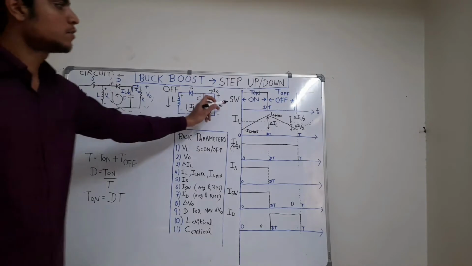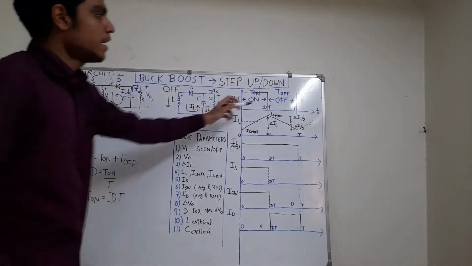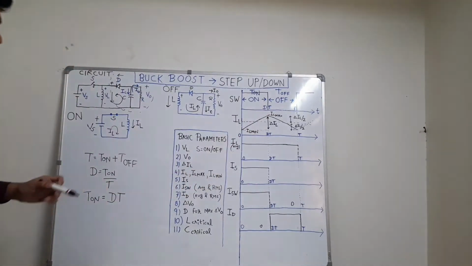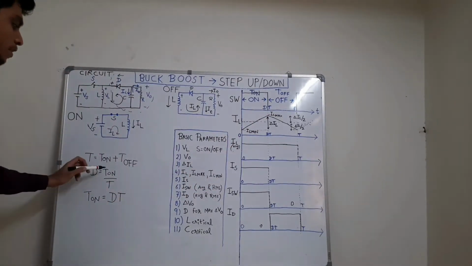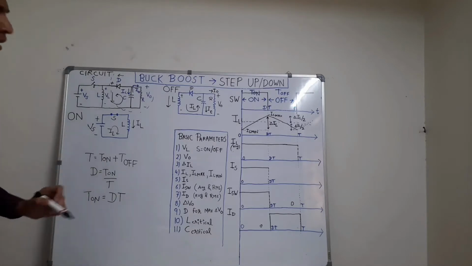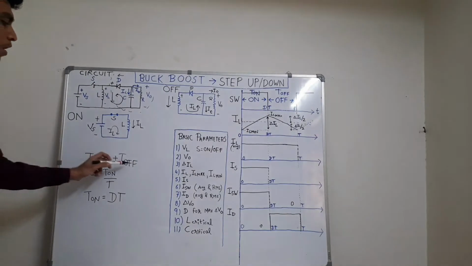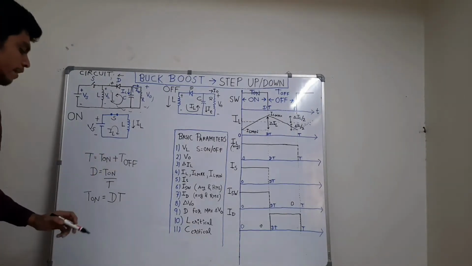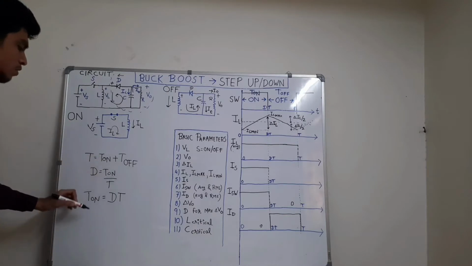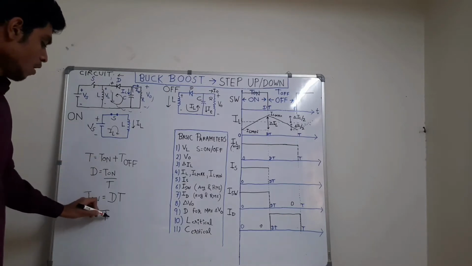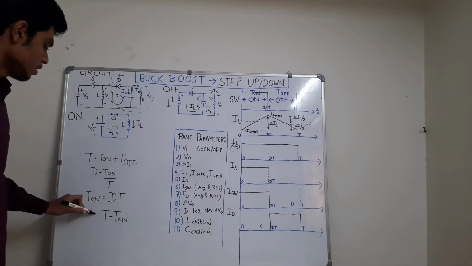Now let's look at the switch arrangement. It becomes on for some time and it gets off for some time. If we define D as the duty cycle, which is T on upon T, where T is the total time of the cycle, T on plus T off, then the on time is equal to DT and the off time will be equal to T minus T on, which is T off.